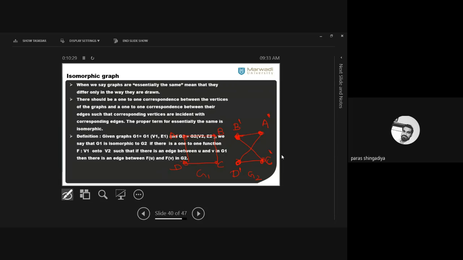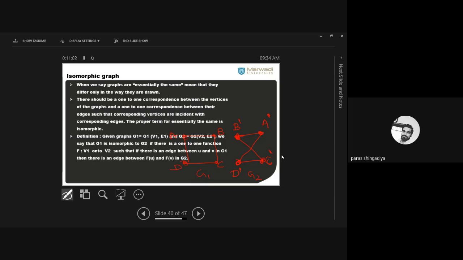Clear? Not only for u and v, two vertices. You have to consider all the vertices of this graph. So here there is an edge between B and C, and here there is also an edge between B dash and C dash. Here there is an edge between D and C in this graph, so there also exists an edge between C dash and D dash. Clear? So you have to verify this condition for all such pairs. If the image of every such pair exists in the second graph, then it is true. If an image does not exist, then it is not an isomorphic graph.